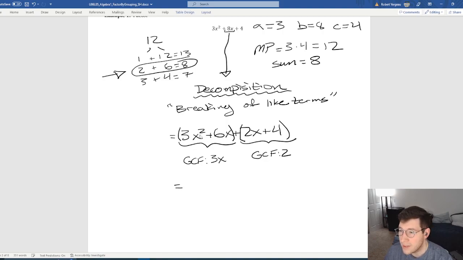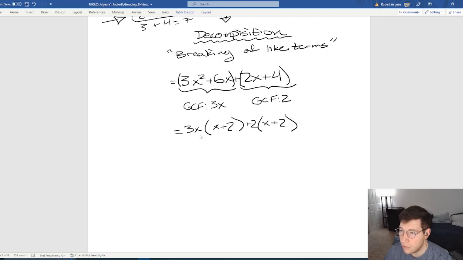And so my next step is writing the GCF on the outside, 3x. And on the inside, I write what's left. 3x squared divided by 3x, well, that's x. Plus 6x divided by 3x, well, it's 2. And then I have plus 2 on the outside, because now I'm doing this piece here on the right. 2x divided by 2 is x, and 4 divided by 2, well, that's plus 2.